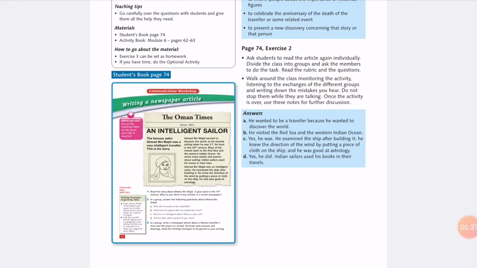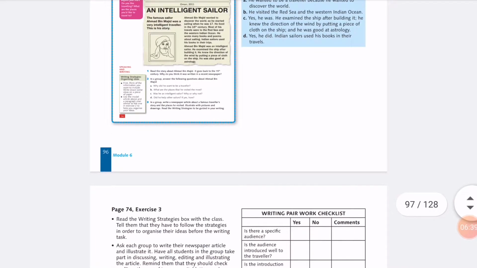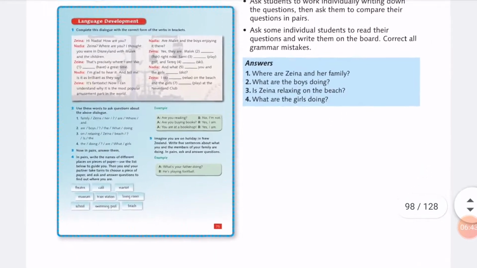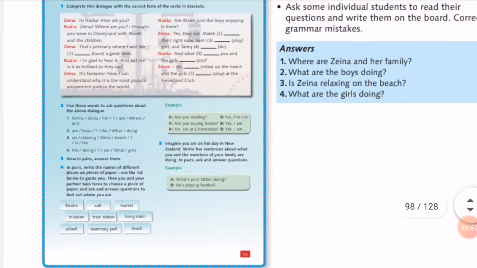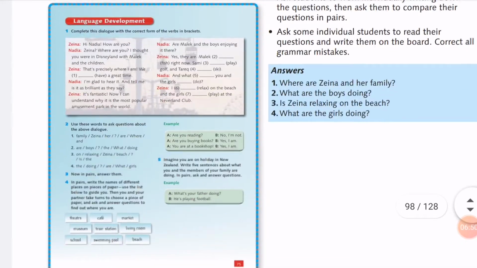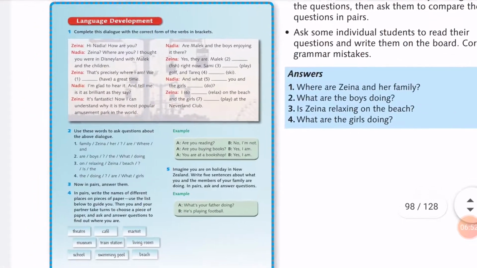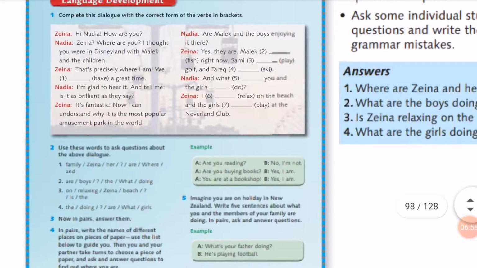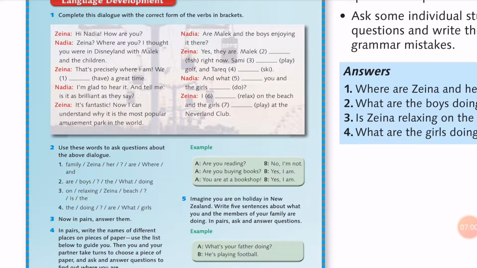This is all about this page. Let's move to the next page, page 75. In your pupil's book also, our exercise is talking about language development, تطوير اللغة. Question number 1. Complete this dialogue with the correct form of the verbs in brackets.